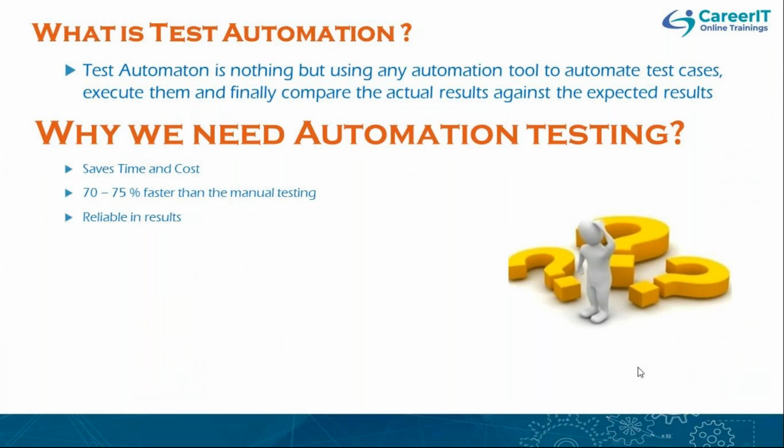Also in automation we have an option to take a screenshot. Whenever any test case fails, it takes a screenshot. By seeing that screenshot, you can analyze that failure, whether it is due to a script issue or an actual defect or something like that. That's where the results will be very reliable, and human intervention is not at all required while executing the test cases.